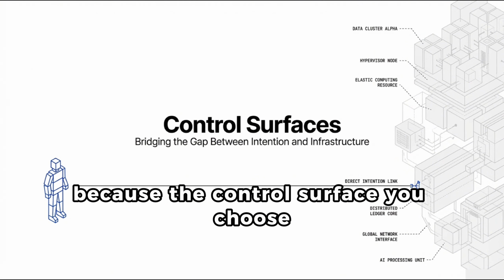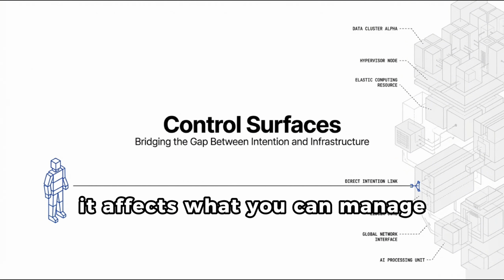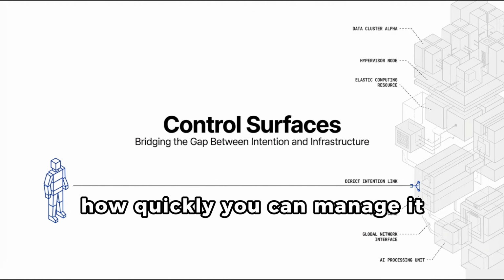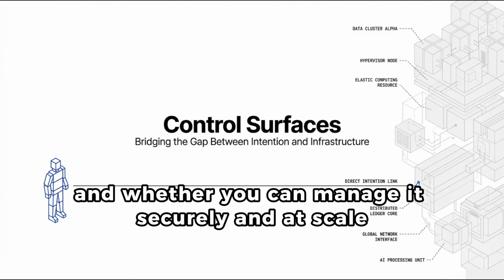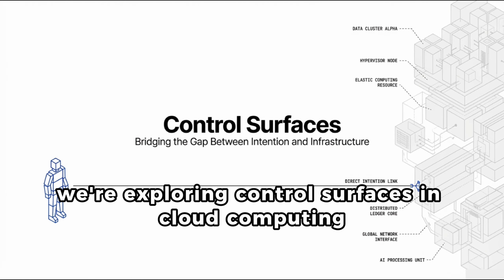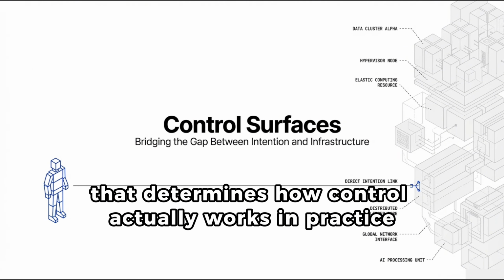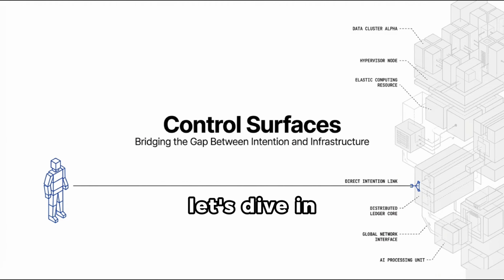Because the control surface you choose doesn't just affect how you manage the cloud, it affects what you can manage, how quickly you can manage it, and whether you can manage it securely and at scale. Today, we're exploring control surfaces in cloud computing, the layer between you and your infrastructure that determines how control actually works in practice. Let's dive in.